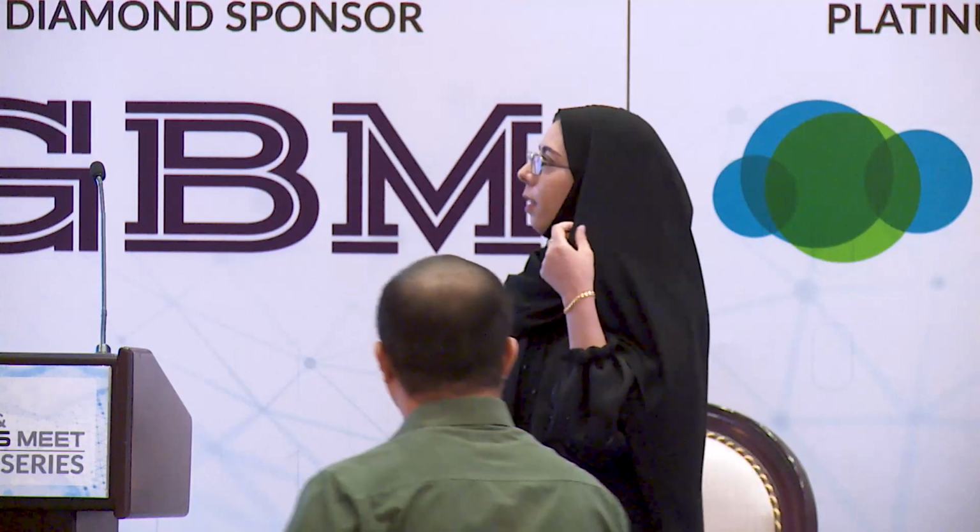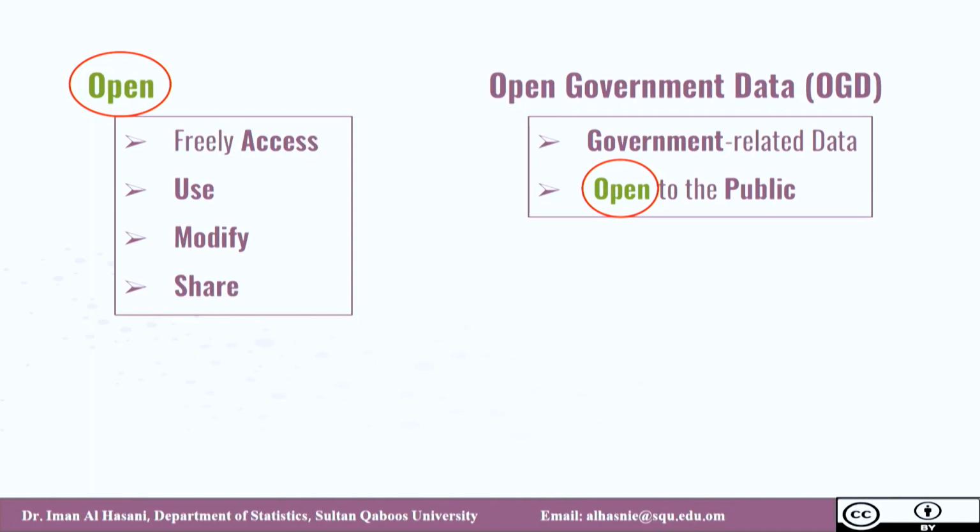I think all of you are familiar with it, but just to recall, open means anyone can freely access the data or the raw materials. Data is also defined in different ways, and it needs to be usable and reusable, which means it can be modified by someone or by adding something to it, and also shareable. When it comes to OGD, open government data, we have government-related data, and of course it is open to the public. So once it is open to the public, it needs to satisfy the features of the open terminology.